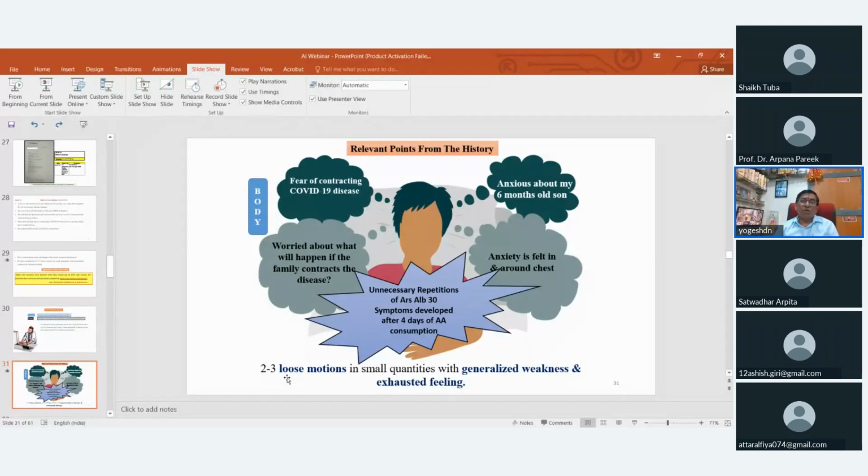Now, if you go to the relevant points from the history: there is a fear of contracting COVID-19 disease, anxiety about his 6 months old son, anxiety felt in and around the chest, and worry about what will happen if the family contracts the disease. And the last thing, the conclusive part: unnecessary repetitions of Arsenicum album 30, and symptoms developed after 4 days of Arsenicum album consumption. He also reported 2 to 3 loose motions in small quantities with generalized weakness and exhaustion.